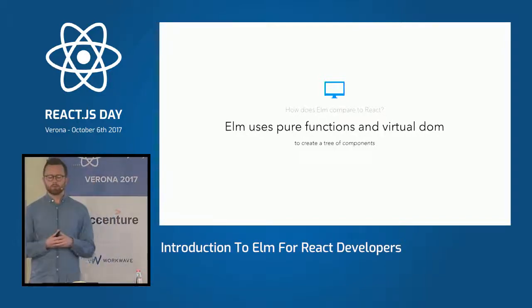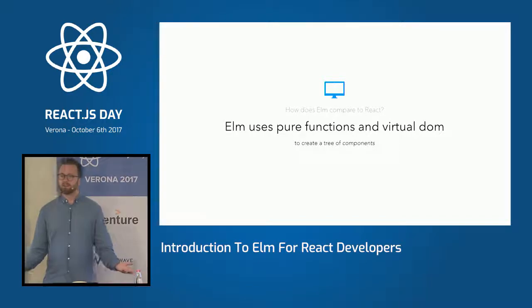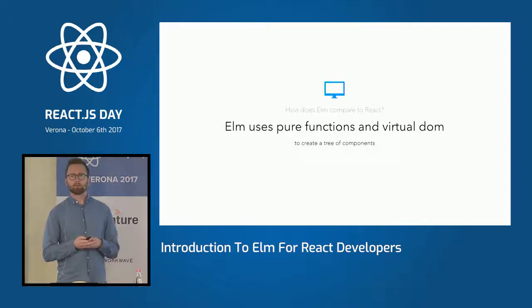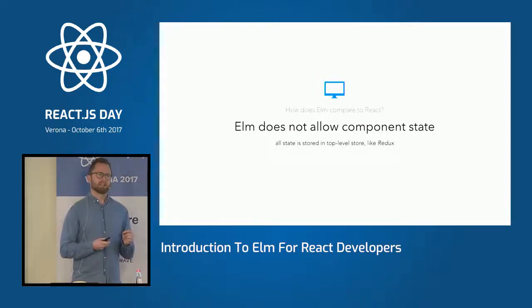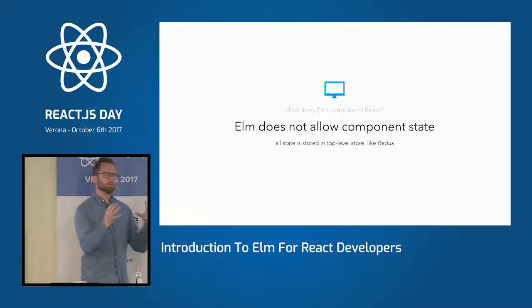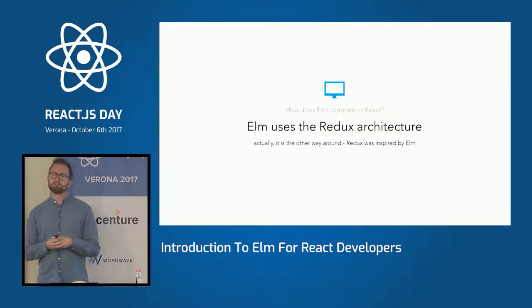So Elm uses pure functions and virtual DOM to create a tree of components. Sounds familiar, right? Basically the same as React. So the view model of Elm will seem extremely familiar to someone familiar with React. But on the contrary, Elm does not allow component state. So there's no local state in your components, there's only this big blob of data on the top of your tree, like with Redux, but with no local state. So basically Elm uses the Redux architecture.